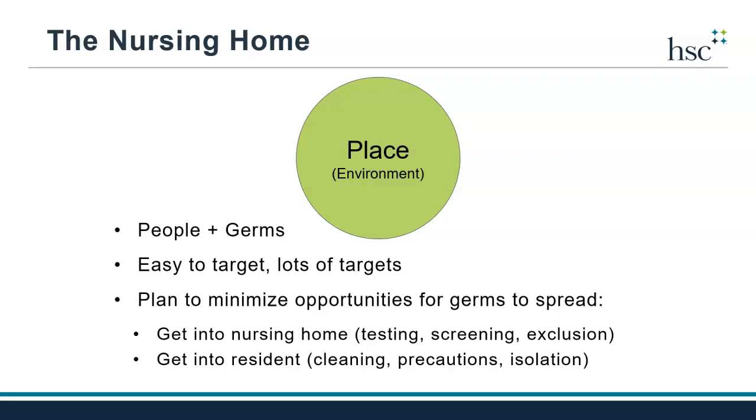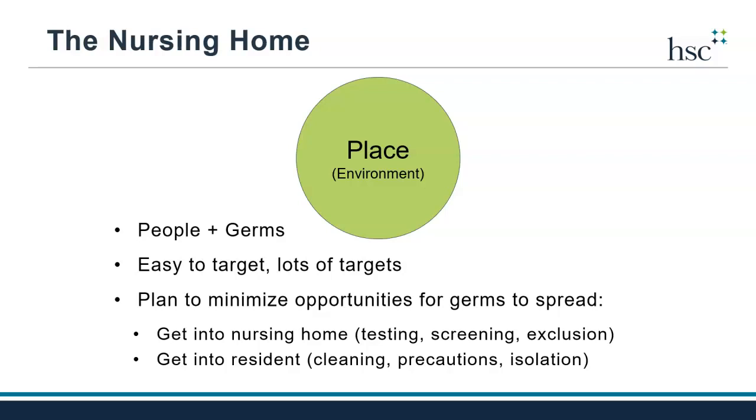Testing residents, family, and staff for things like COVID-19 can keep germs from getting into the nursing home. Also, screening people for signs and symptoms can also keep people who may be infected and able to spread germs out of the nursing home. Lastly, to keep germs from getting into residents and infecting them, targeting cleaning, like washing your hands and cleaning surfaces that are touched often by many people, is important.